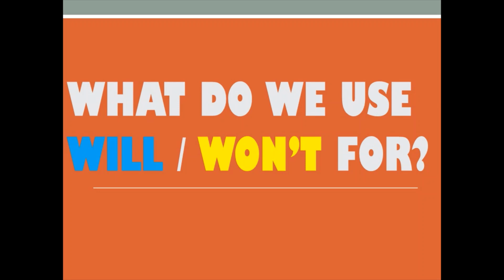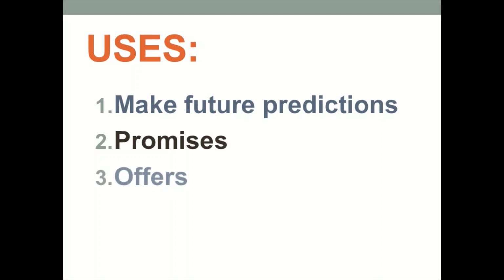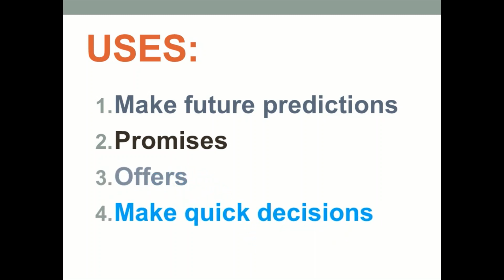So, what do we use will and won't for? As I have mentioned a while ago, we use them when we talk about the future in different situations, such as when we make future predictions. Next, promises, offers, and make quick decisions.